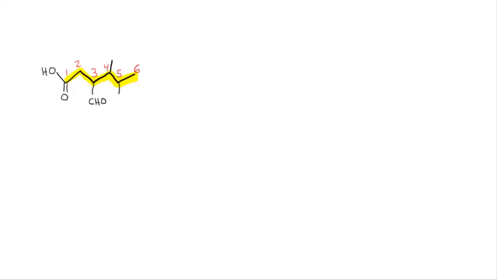I'll identify my substituents next, highlight those in a different color. I've got 2 methyl groups on positions 4 and 5, an aldehyde on carbon 3, and those are the only substituents I have. So in naming this compound, a 6-carbon long chain for an alkane would be hexane, but since this is a carboxylic acid, we drop the E and replace it with oic acid as the suffix. So this is hexanoic acid. No need to add the location of the group since it is implied to be on carbon number 1.